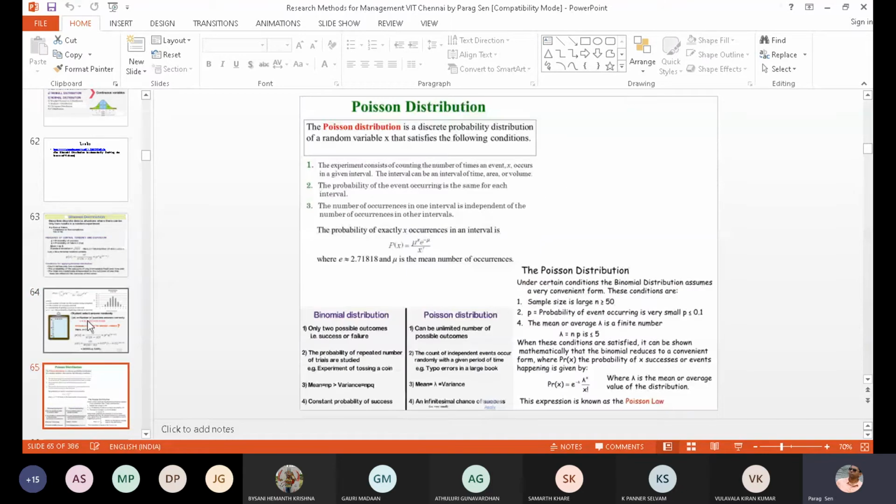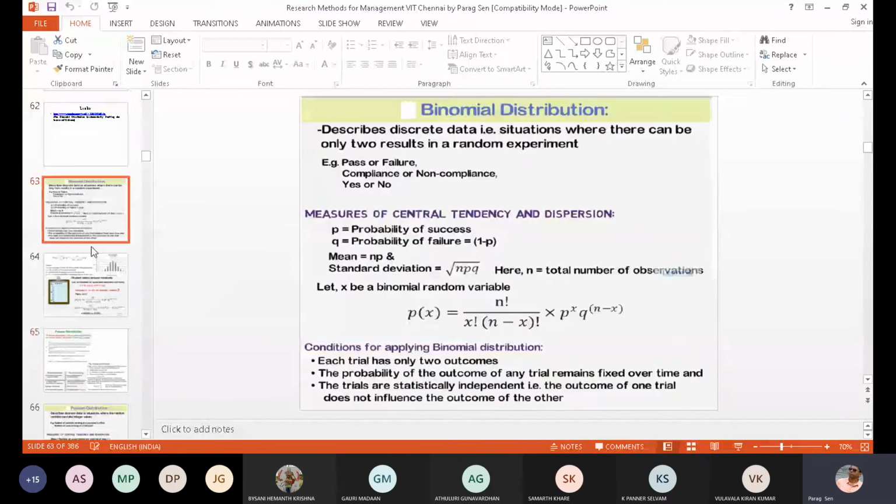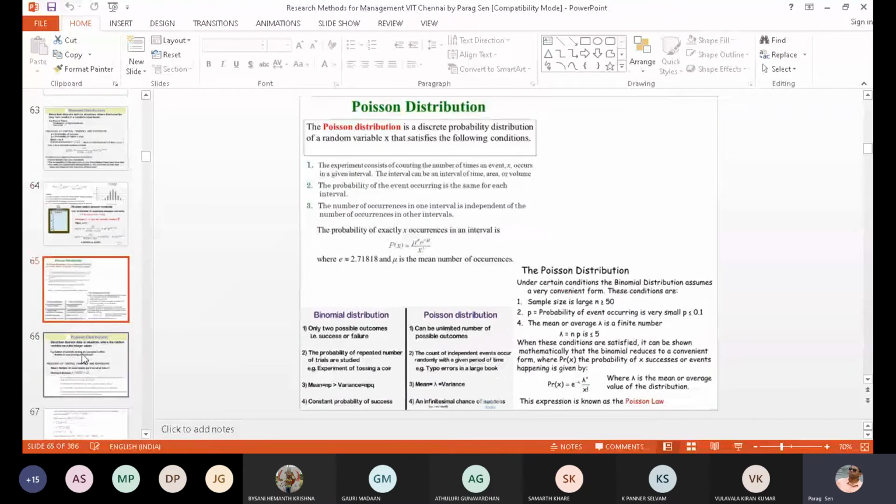So this is actually the binomial distribution. Now let's talk about the Poisson distribution. The Poisson distribution is also a discrete distribution, just like the binomial distribution. It is a discrete probability distribution of a random variable x that satisfies these conditions.